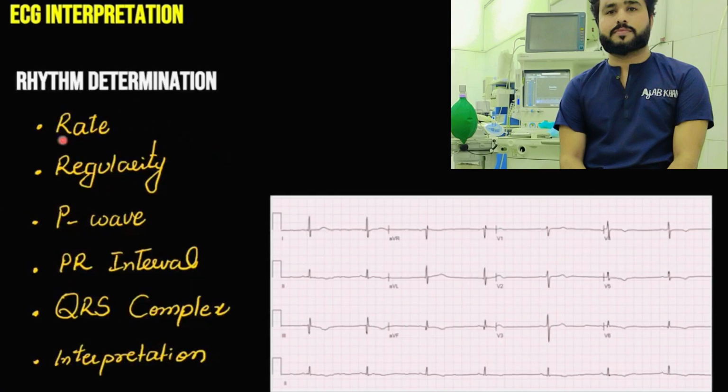So in this video, we talked about rate and regularity. In the next video, we'll discuss how to determine whether the P wave is normal or not, whether the PR interval is normal or not, whether the QRS is wide or narrow, and how to write down the interpretation. We'll practice many ECGs, many difficult as well as easy ECGs, and you will master how to determine rhythm in an ECG.